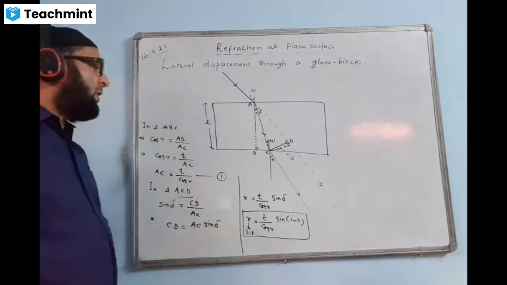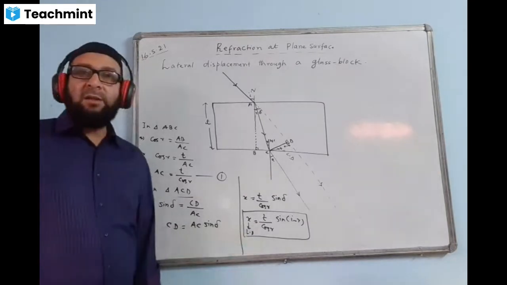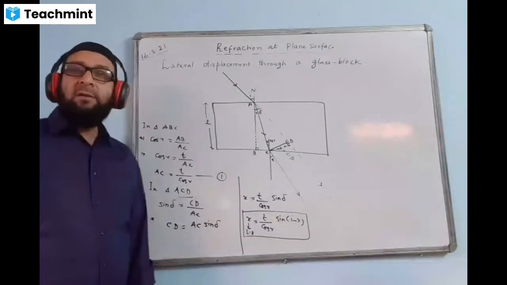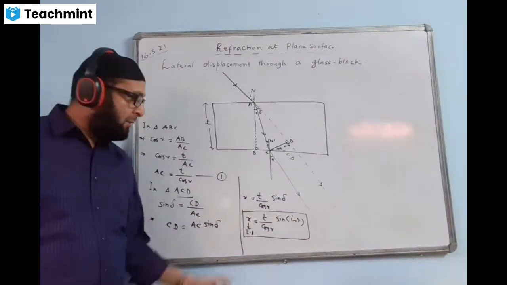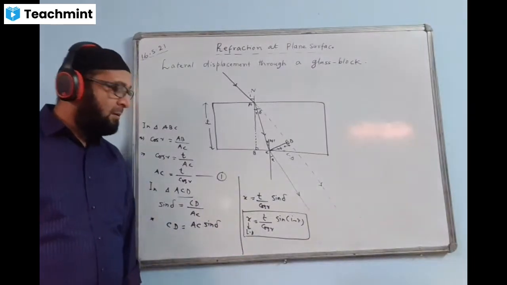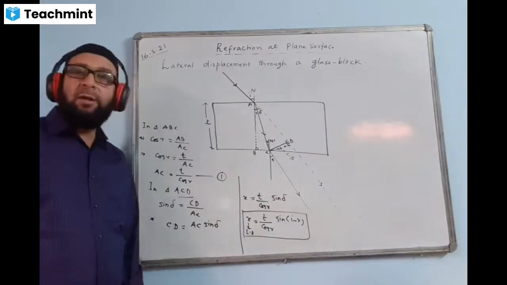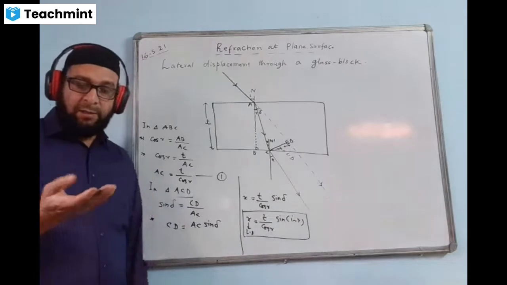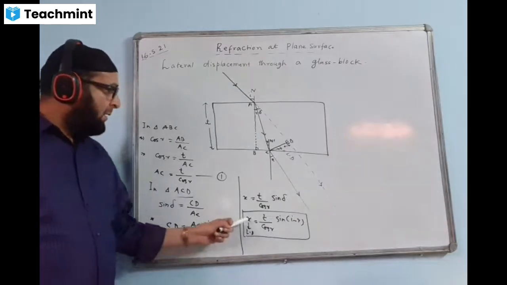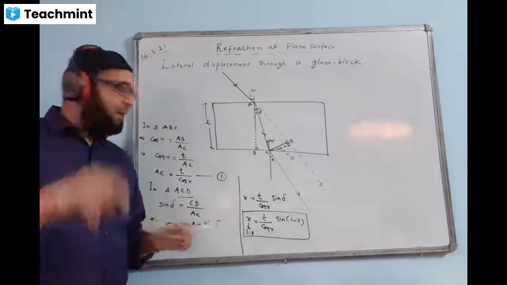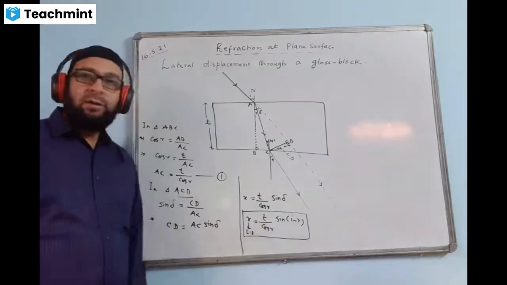Now, using this formula, you can see what are the factors on which the lateral displacement depends. In class 10, you used to just mug it up, learn it by heart, but without understanding. Now you can find the reason why it depends on these factors. Just see. We used to say lateral displacement depends upon the angle of incidence I. Is it depending on I or not? Yes.